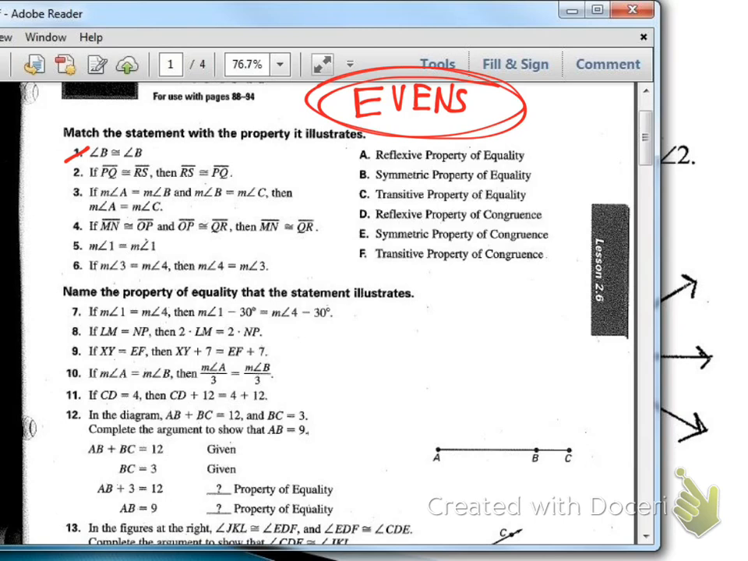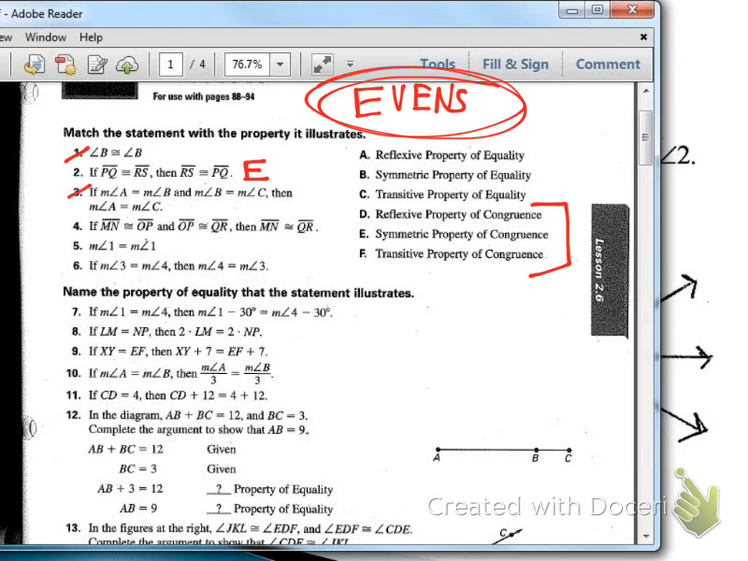So number 2. If line segment PQ is congruent to line segment RS, then line segment RS is congruent to line segment PQ. So we're talking about congruence, so it's one of the bottom 3. And all they did was switch the order. Reflexive is when it's exactly the same. It's not exactly the same. It's E. Yes, this is symmetric. And again, since it's congruency symbols, use the one that says congruence.